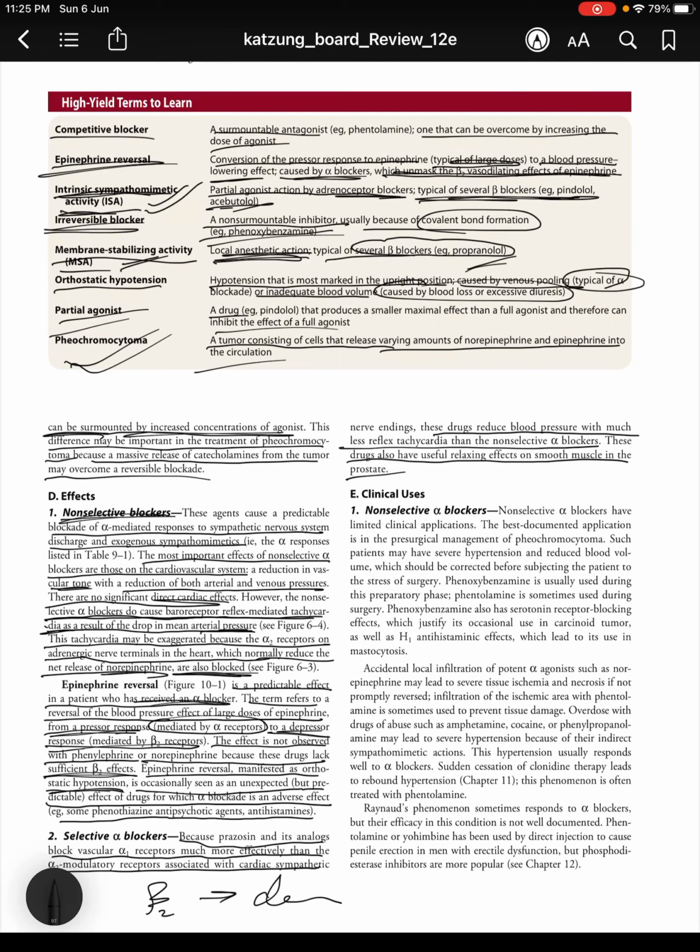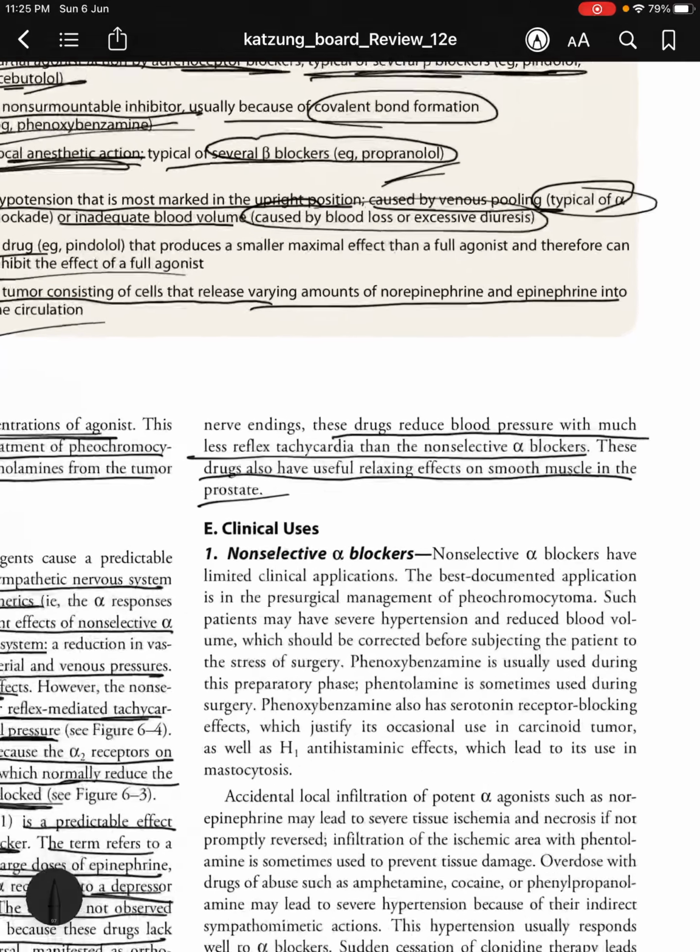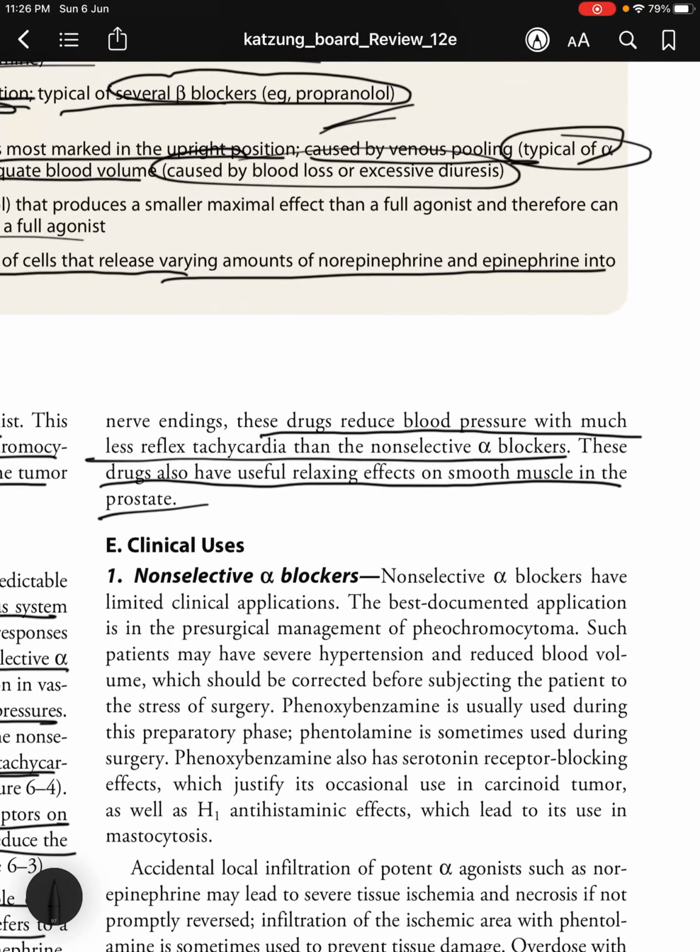Okay, so with the non-selective alpha blockers, what happens is they are supposed to block sympathetic activity, so you expect bradycardia, but because of reflex actions from the baroreceptors, you get tachycardia. But coming to selective alpha blockers, because they are not as encompassing as non-selective ones, which act on both alpha 1 and alpha 2, the reflex tachycardia is much less.